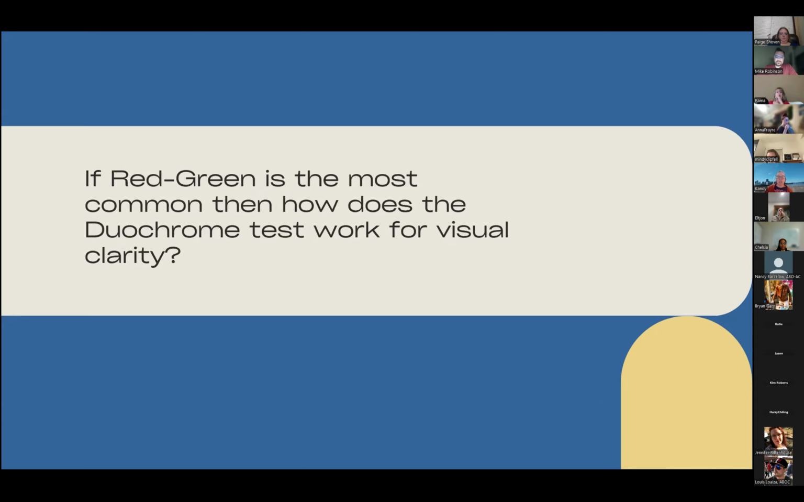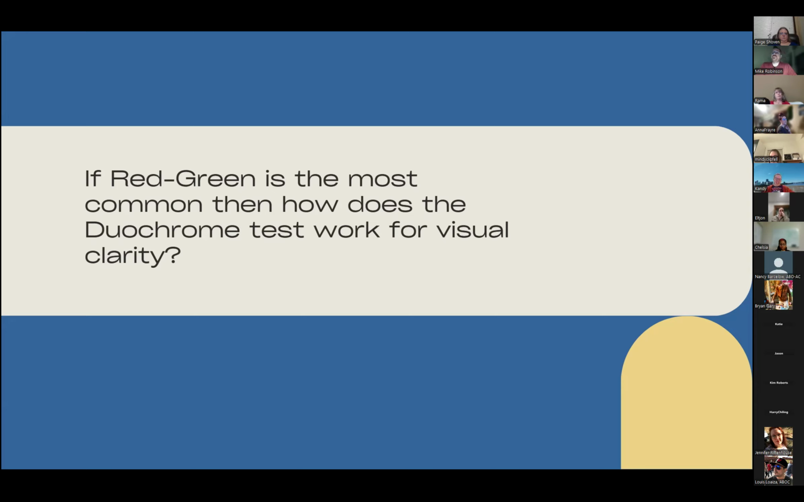And then I was thinking as I was going through the testing and all the charts, if red green is the most common deficiency, then how does the duochrome test work for visual clarity? Why did we pick those colors? I guess I need to know what came first, the red green duochrome test or the red green deficiency information. Why is it red green?